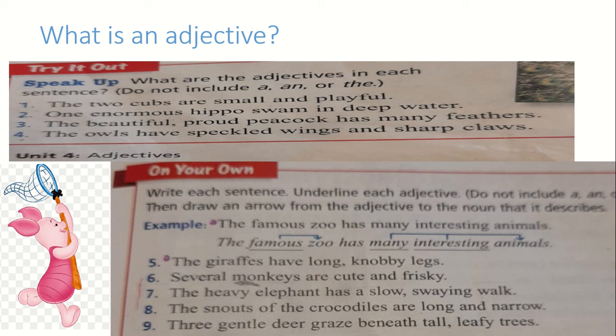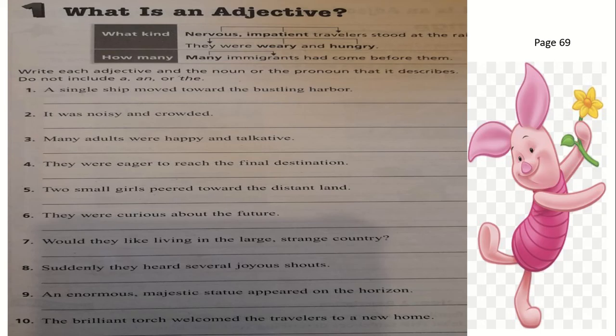Several monkeys are cute and frisky. Right there, you have three words that describe the monkeys, okay? The heavy elephant has a slow swaying walk. The snouts of the crocodiles are long and narrow. Three gentle deer gaze beneath tall leafy trees. Okay, I want you to complete the activity and send me the evidence. Now we will work on the workbook plus, okay?